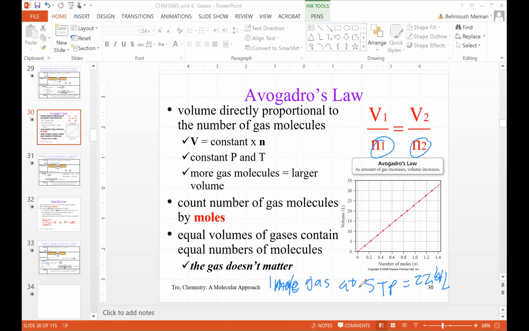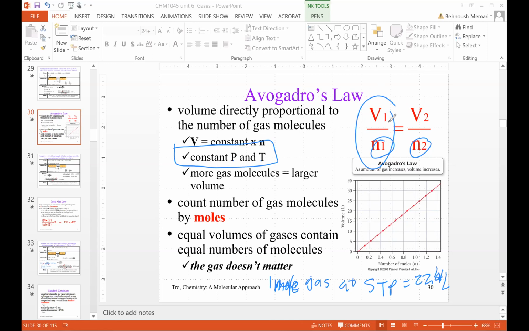So based on this definition, it also means that volume is related to number of moles if pressure and temperature is constant. You see, you are only dealing with two, volume and number of moles. The other two must stay constant. So pressure is constant, temperature is constant. If pressure and temperature are constant, then volume and number of mole is directly related.